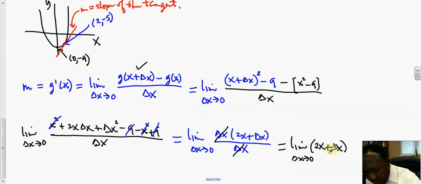Now as delta x goes to 0, we have left the limit of 2x, and 2x would be a constant in comparison to delta x. Here, this delta x goes to 0.